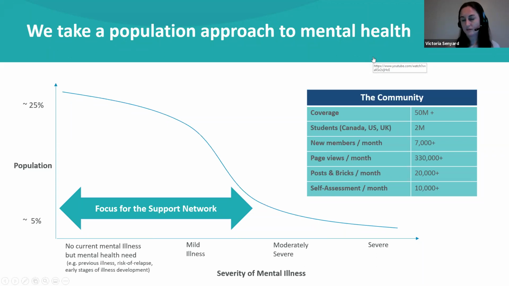So the number of posts that are created, the number of comments, the number of tools that are accessed, you can see here just up and up and up the more people register. In terms of who this support is best suited to, as you look at this graph here, it's really this population-based approach to mental health.